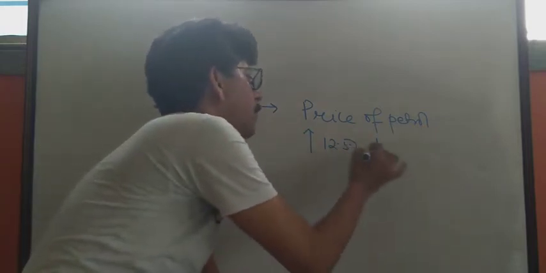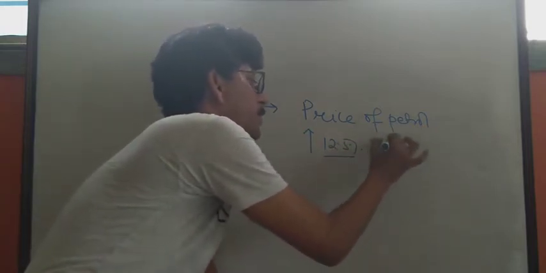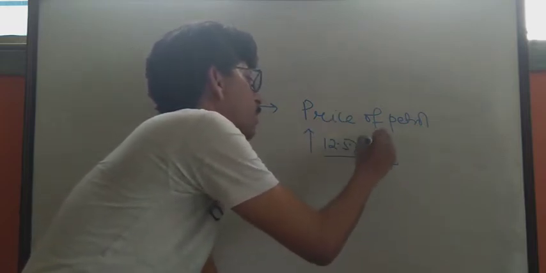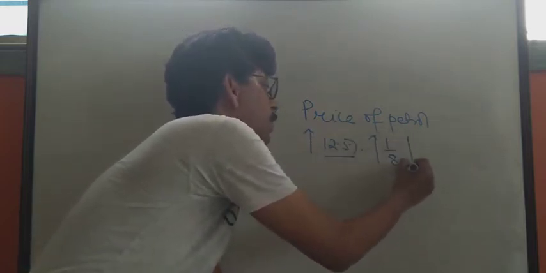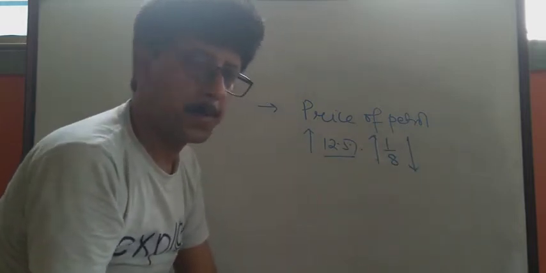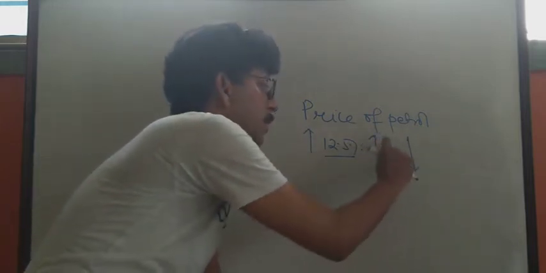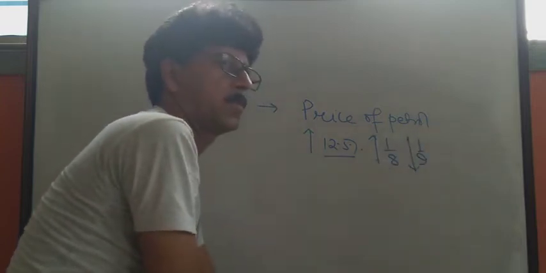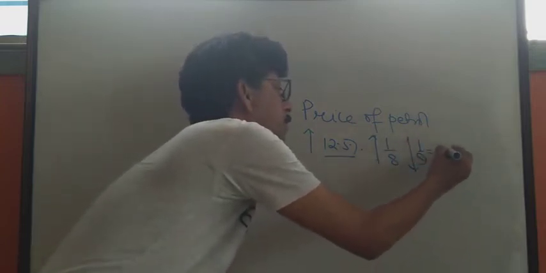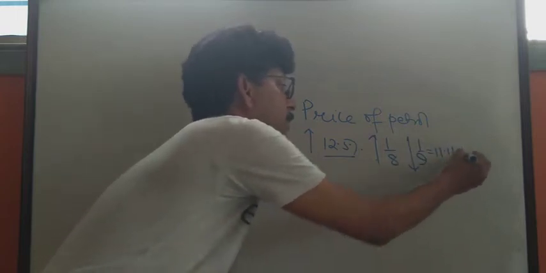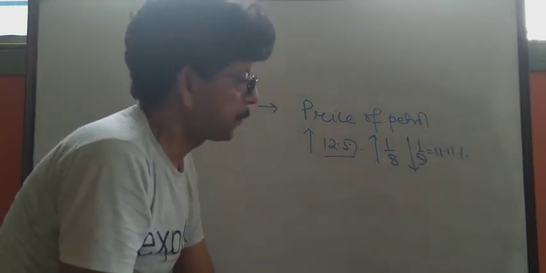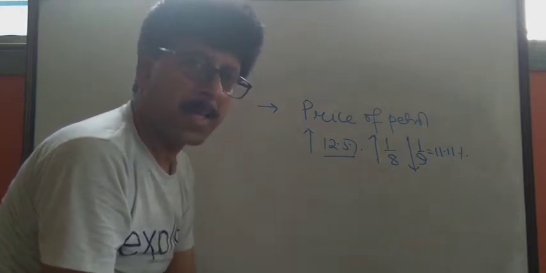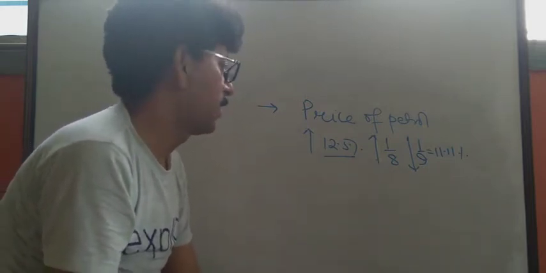12.5% means in fraction it is 1 by 8. 1 by 8 price gone up, so definitely we are going to get less amount. How much less? Add the numerator to the denominator: 1 by 9, which is equal to 11.11% less petrol we are going to get. So by the up and down rule, we can solve the problem directly without writing anything.